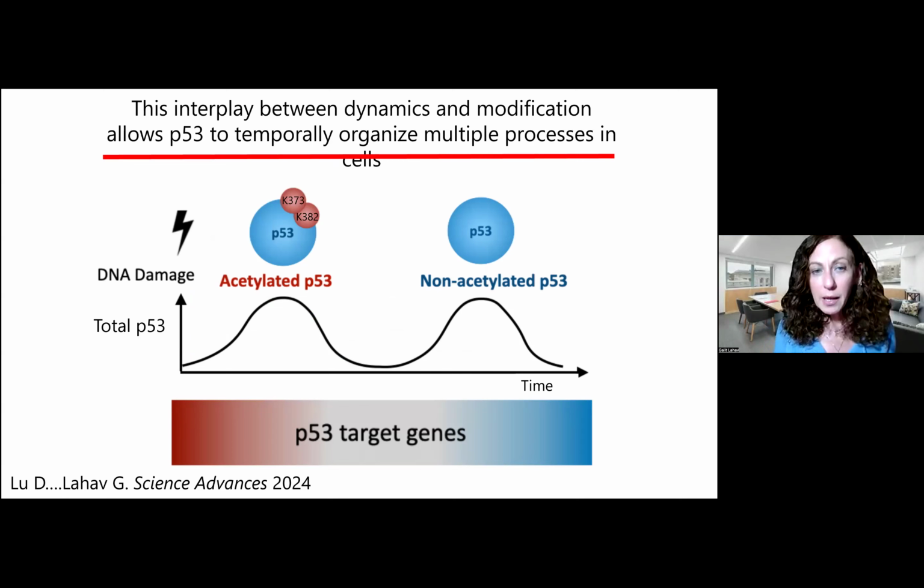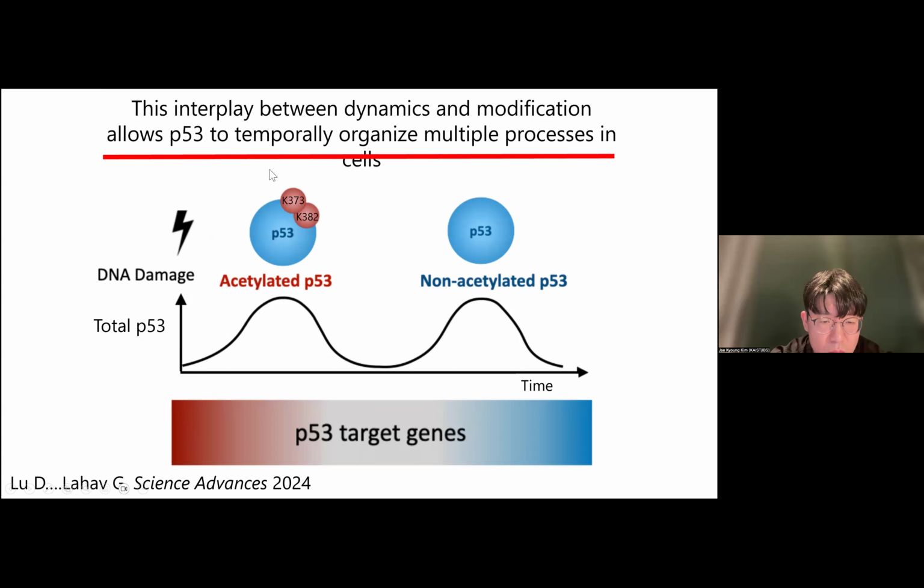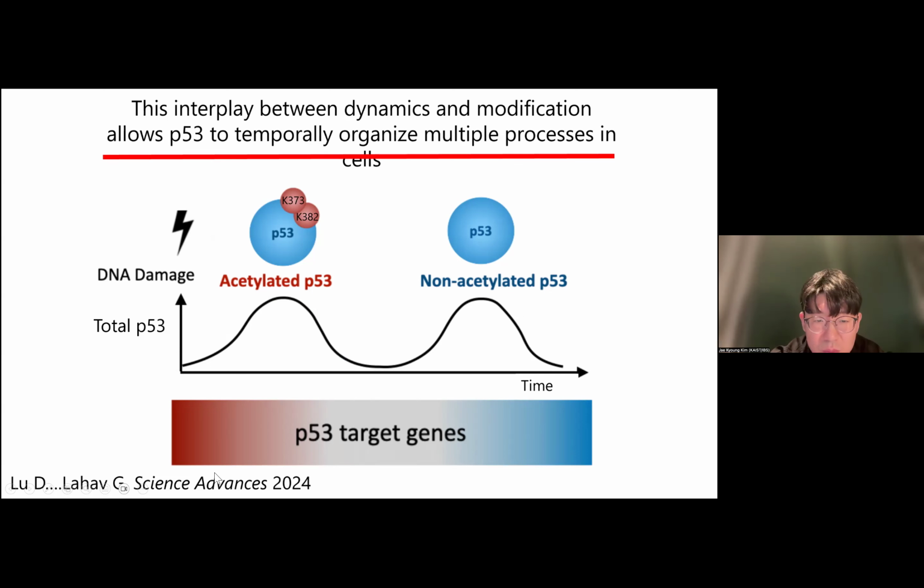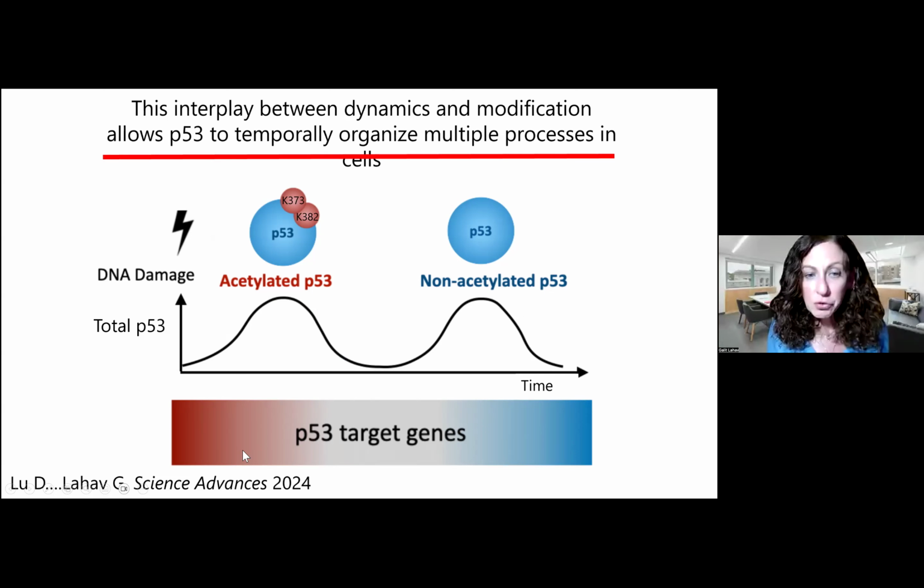And so the way we like to think about it is that there is this interplay between oscillatory dynamics and p53 modification in order to temporally organize different processes in the cells. So if we look at total p53, we get two pulses that look exactly the same. But if we look at the acetylation, during the first pulse, it's acetylated. During the second pulse, it's not acetylated. Some genes don't care, but some genes prefer acetylated, meaning they're induced more during the first pulse. Some genes prefer not acetylated, they're induced more during the second pulse.